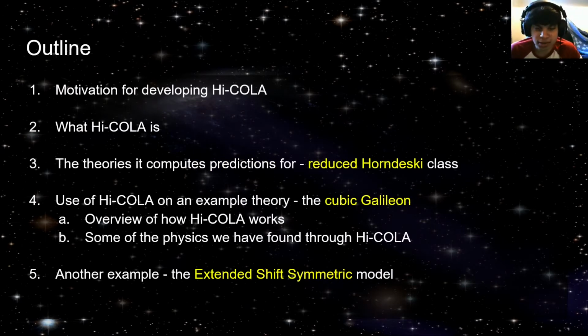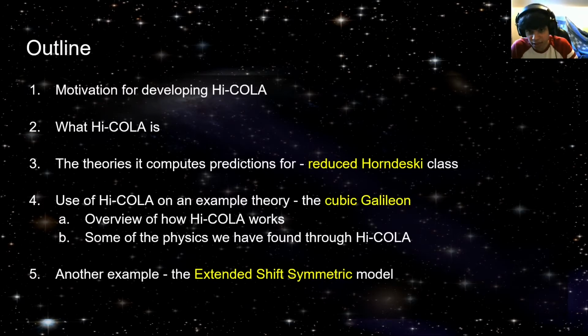The outline for this talk is as follows. I will first motivate why we have developed HiCOLA. I will naturally talk about what HiCOLA is. I will then describe the theories that HiCOLA computes predictions for, namely the reduced Horndeski class of modified gravity theories. We will then go over an example from this class, the cubic Galilean.